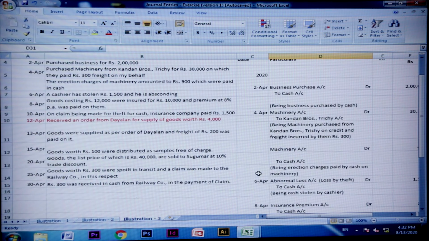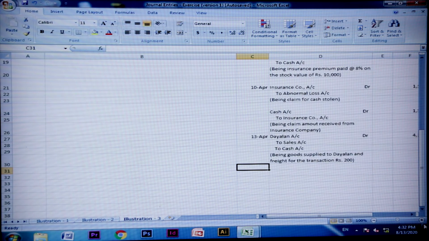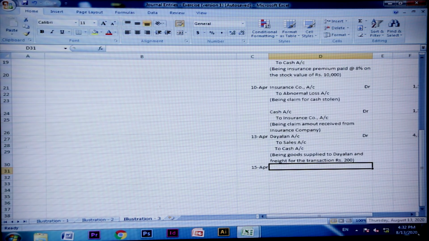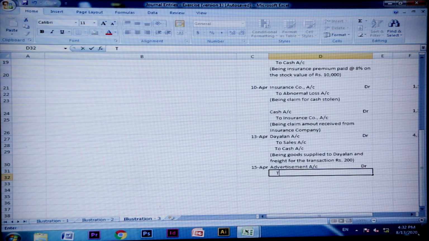And the next transaction is on 13th April, goods were supplied. On 15th April, goods worth rupees 100 were distributed as samples free of charge. Goods distributed other than by way of sales have to be credited to purchase account, which we explained in our introduction video. Distribution of samples is part of advertisement expenditure. So advertisement account debit to purchase account.